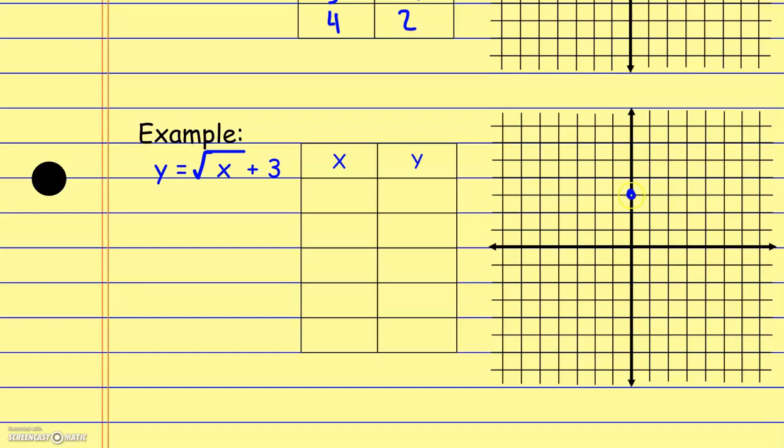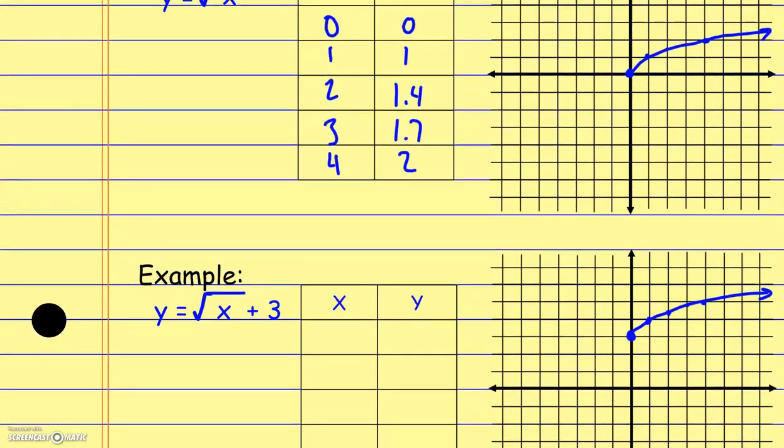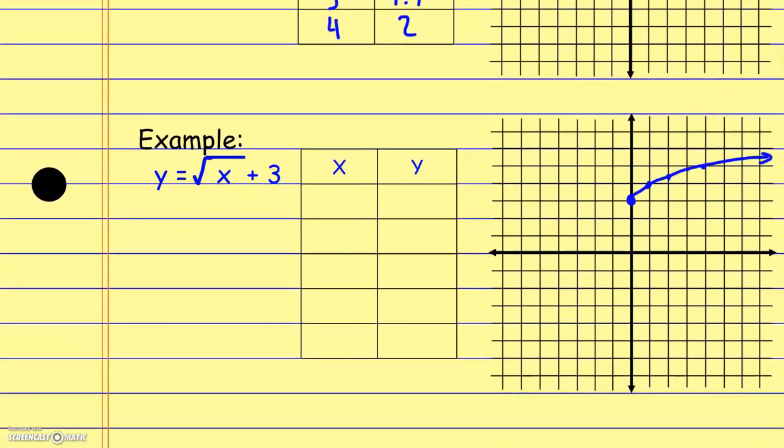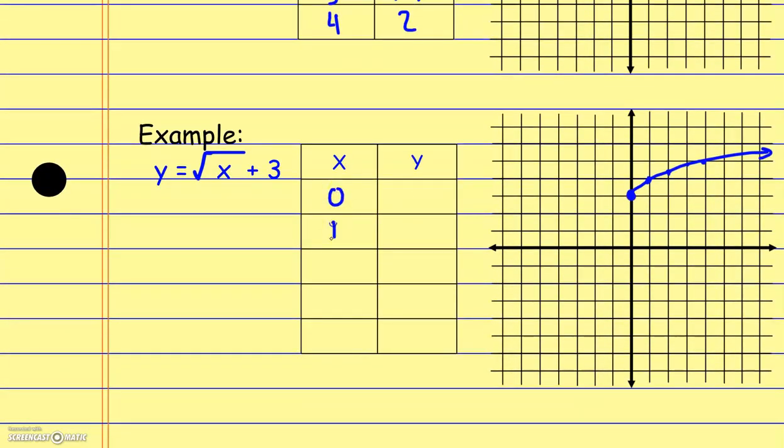And it's going to follow the same pattern, over 1 up 1, over 4 up 2. And if I wanted to fill some others in, I'd have the up 1.4 and the up 1.7. But I get this exact same shape that I had before. It's absolutely no different from the example above, except the whole thing's been moved up 3 units. All right, and so when I plug this in, if I start with something like 0, 1, 2, 3, and 4, if I were to plug these in here, I'd get a 3.